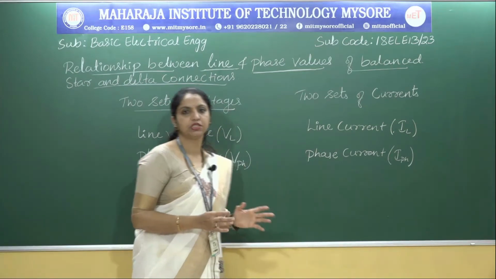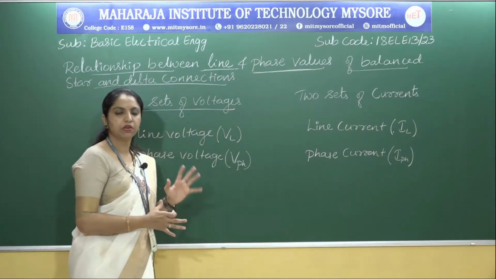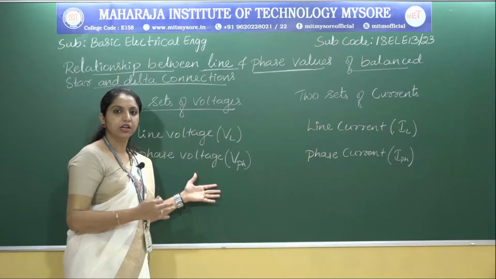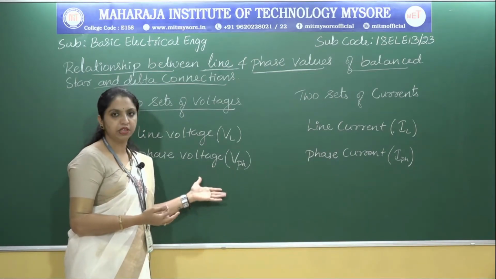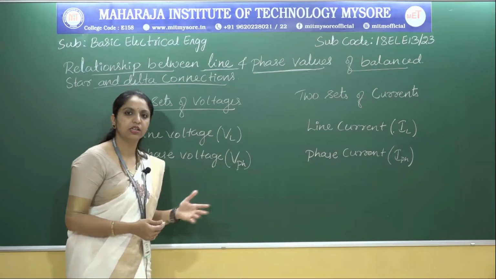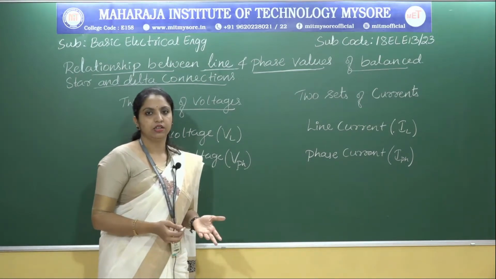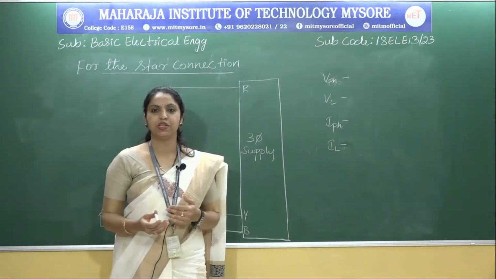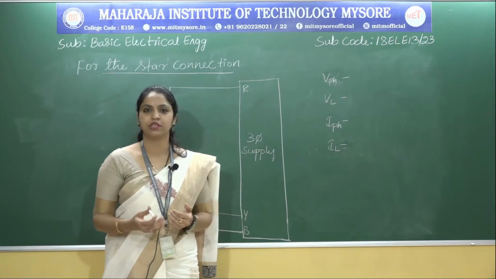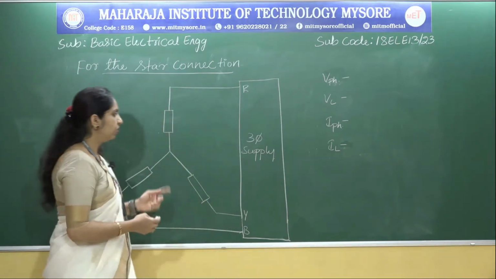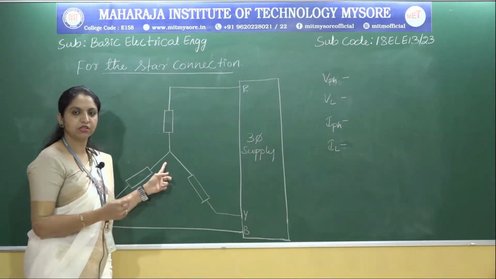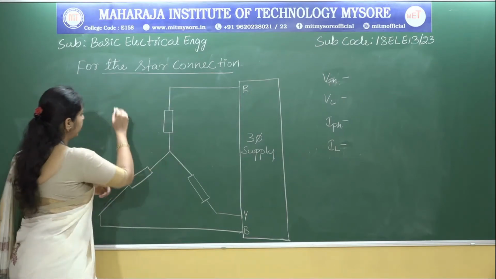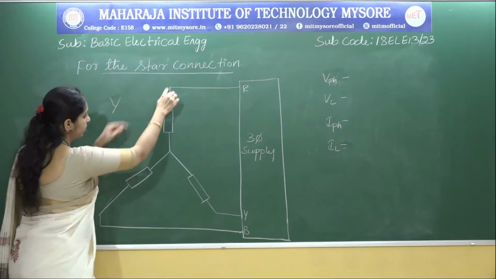Remember, throughout this chapter we are going to discuss these four terms. We are going to find the relationship between the line and phase values both in star connection and in delta connection. Now let's see the relationship between the line values and the phase values in star connection. You know how to draw the star connection because I have already introduced it in the previous session. Now it should look like this, a Y. Look at this.